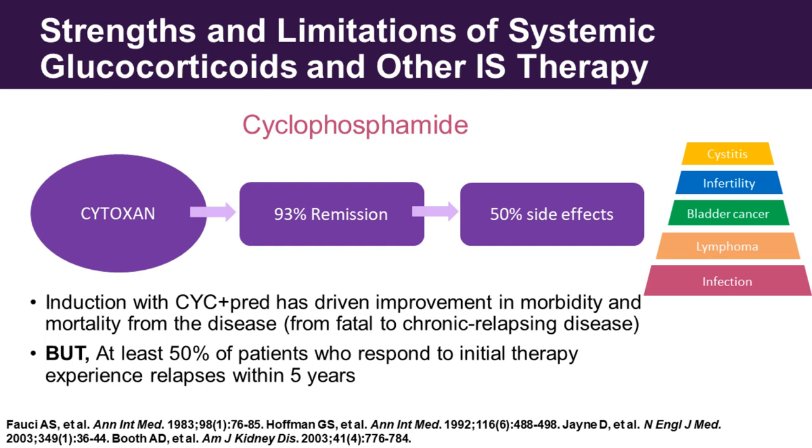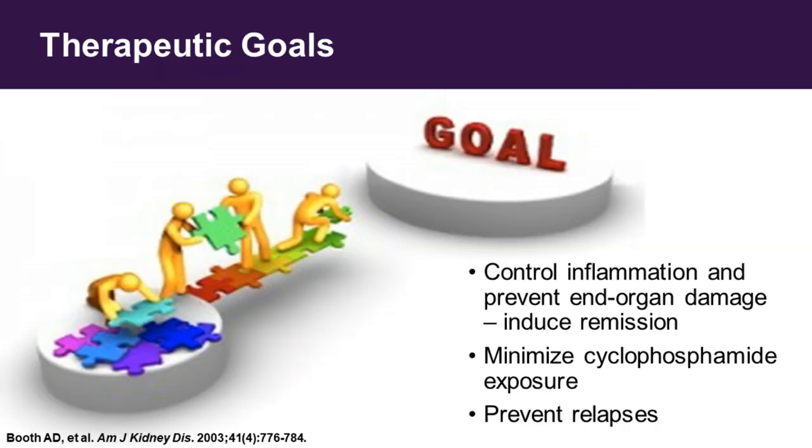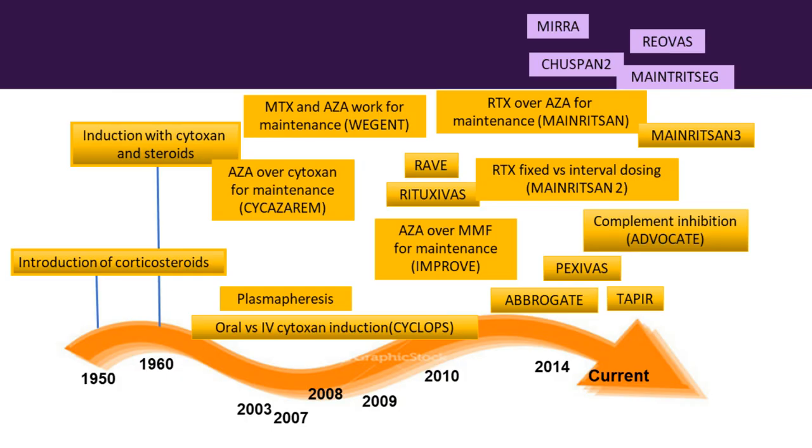The side effects include cystitis, infertility, bladder cancer, lymphoma, infection again. And even of all of those that go into remission, half of them are going to have a flare-up in the next couple of years. So what can we do? Is there anything better? So again, our goals are control inflammation, prevent end organ damage, induce remission, minimize Cytoxan exposure, and prevent relapses.